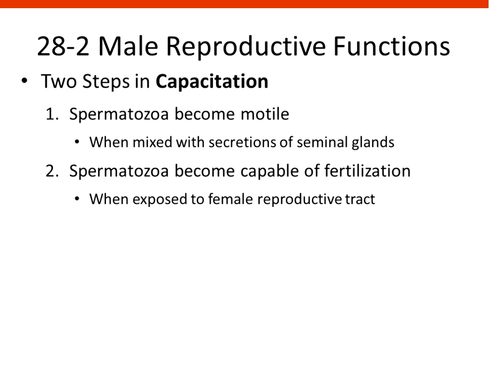So in capacitation, we're giving the sperm the capacity to do what they need to do. The first step of capacitation is allowing them to become motile, which means to give them more movement. So they're going to mix with some of those sugary secretions from the seminal glands to power their flagella, to have the energy that it needs to make its way to the vagina.